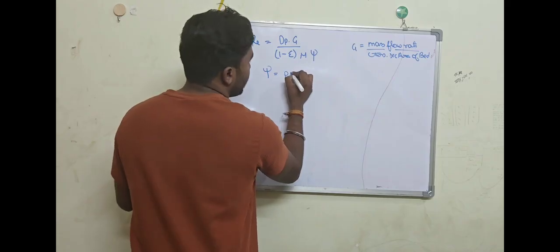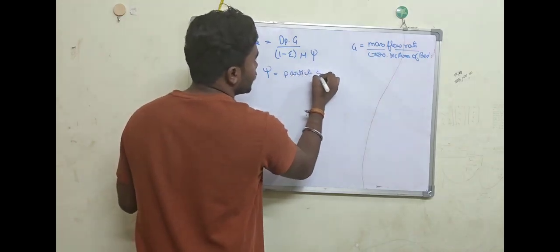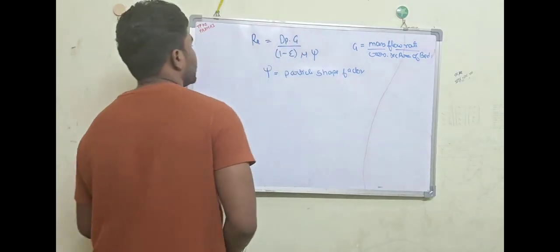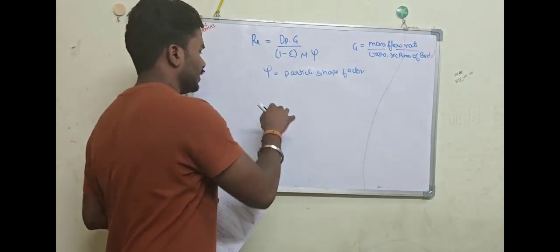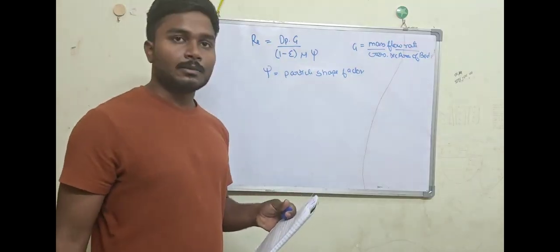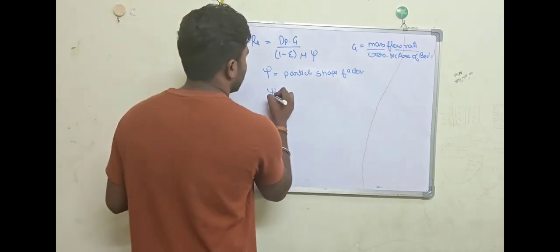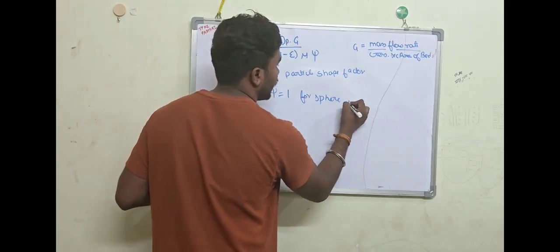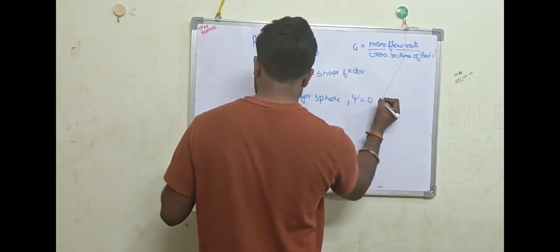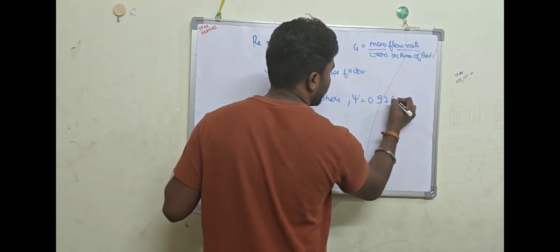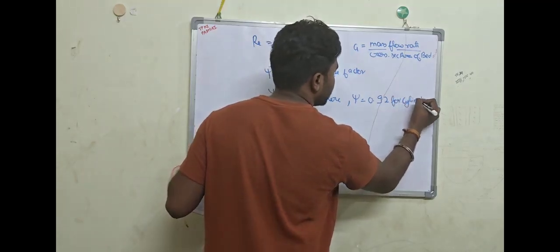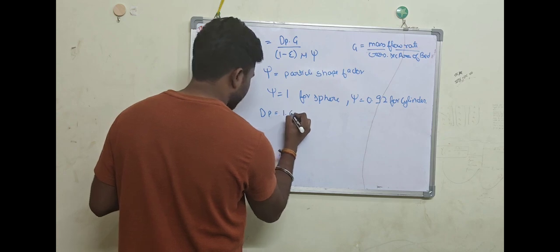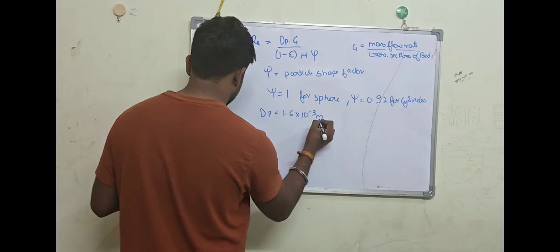Psi is the particle shape factor. The particle shape factor we know, for spherical particles is 1 and for cylindrical particles it is 0.92. Psi equals 1 for spheres and psi equals 0.92 for cylinders. dP is given as 1.6 into 10 to the power minus 3 meters.